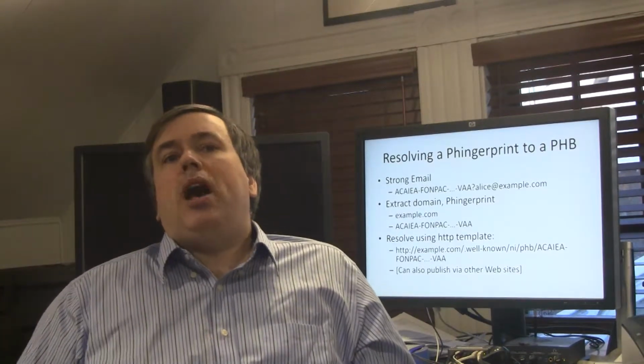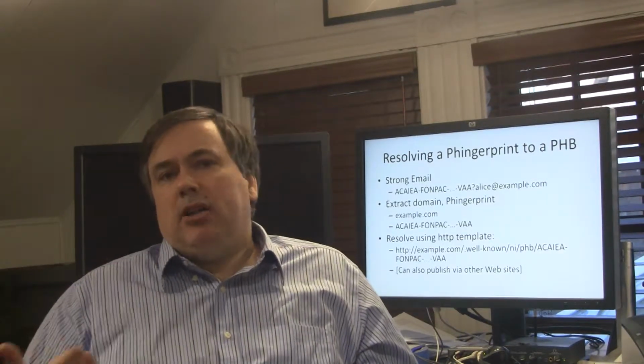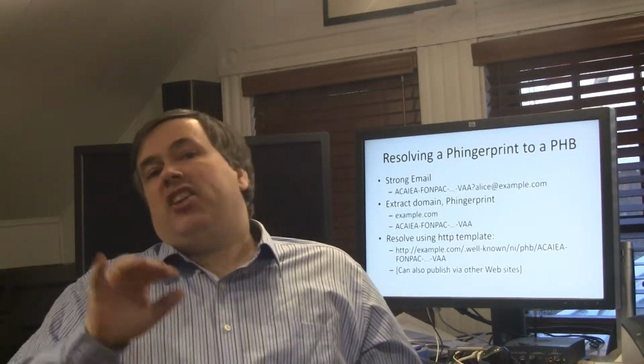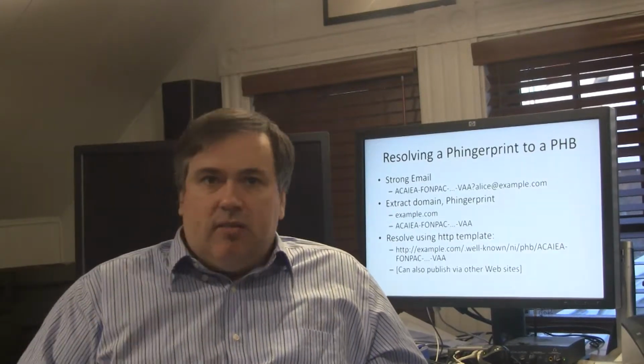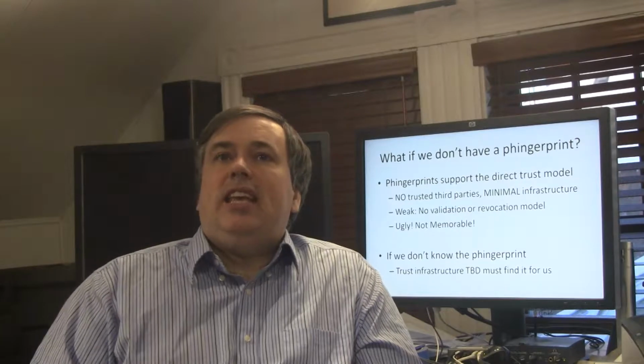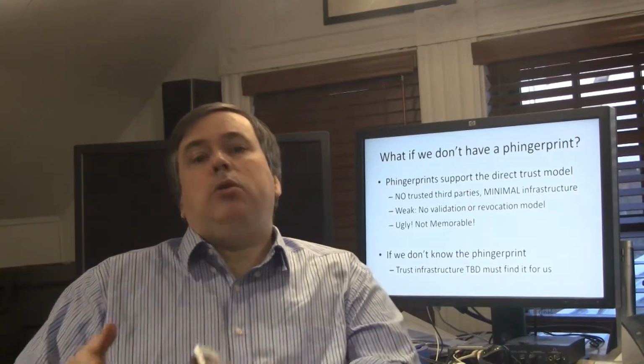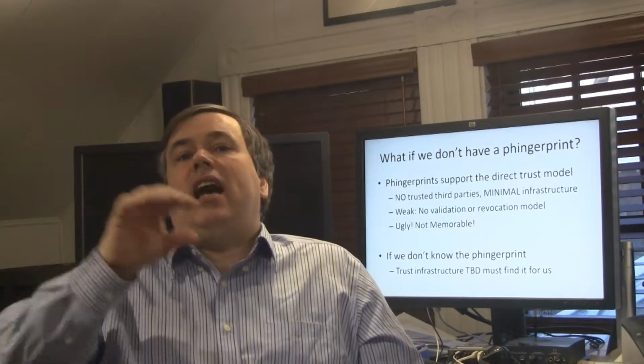Okay, well, what if you have an email provider like gmail.com that doesn't support this? Well, we'll just have to add another domain into the fingerprint somewhere so that there's a way of resolving it to a PHB. What if we don't even have a fingerprint? What if Alice is trying to send email to Bob and she doesn't even know if Bob has a fingerprint? Well, we can't do that in the direct trust model. And what we're talking about in this part is the direct trust model.